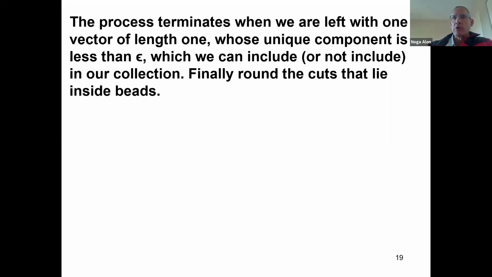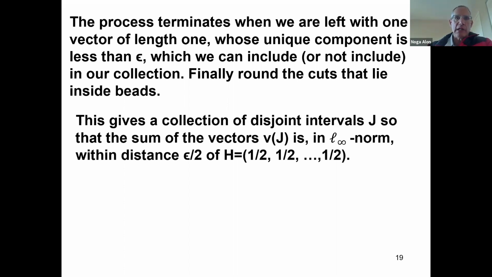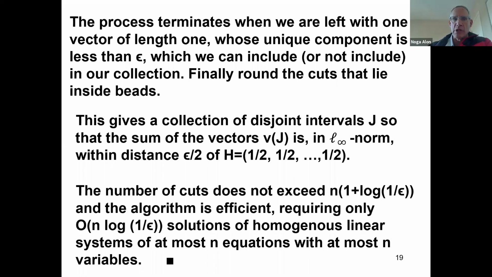And now we have to round the cuts that lie inside the beads, and we can only gain something like this, right? Because we would only give every such bead to the guy who needs it more. So this is basically everything. We get the collection of these joint intervals, some of the vectors corresponding to them in the L infinity norm is within distance epsilon over 2 of h, which is exactly what we wanted.